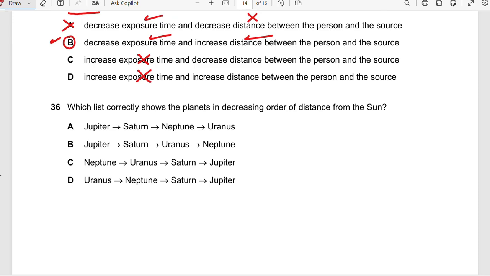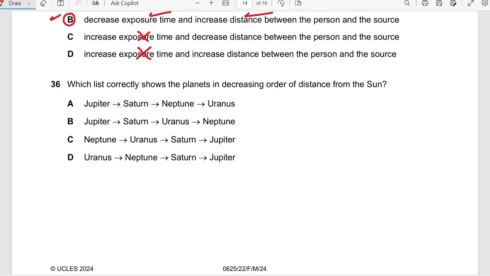Now, the next question, question 36, they say which list correctly shows the planets in decreasing order of distance from the sun.